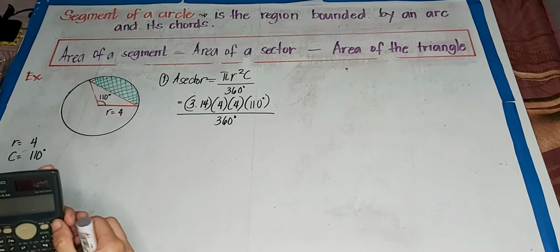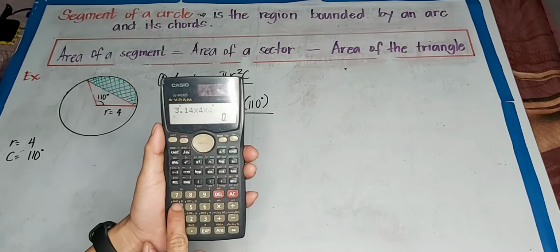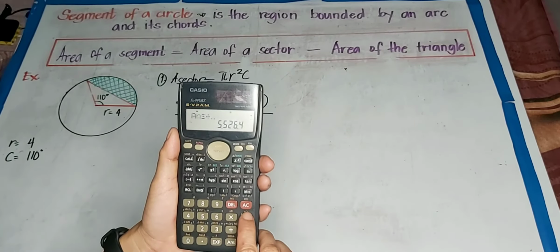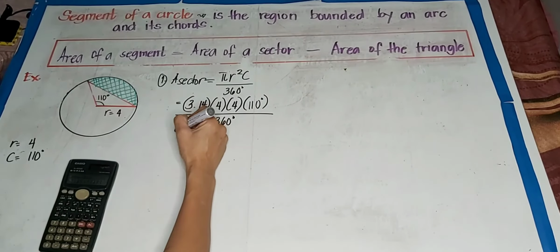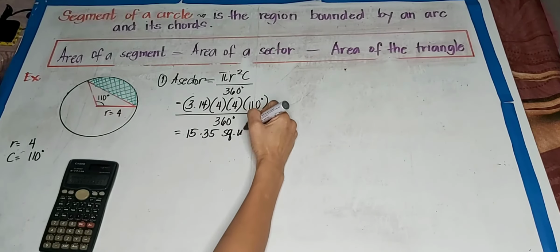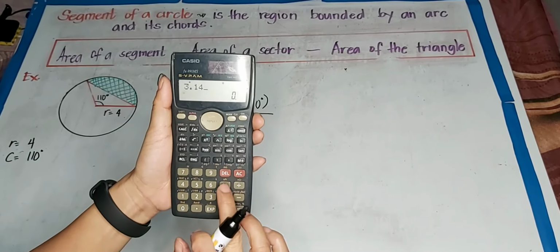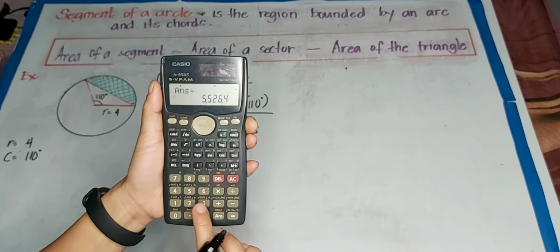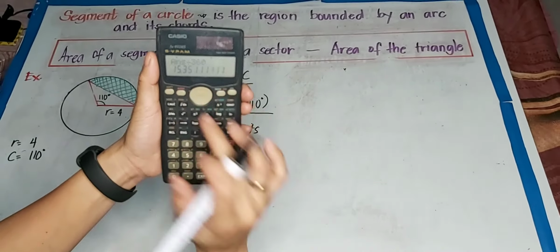So, diretso tayo sa calculator. So, it will give us 3.14 times 4 times 4 times 110. So, that's it. And then divide it by 360. The answer is 15.35 square units. Ulitin natin. 3.14 times 4 times 4 times 110 divided by 360. So, 15.35. Okay? Nag-round off na lang ako.